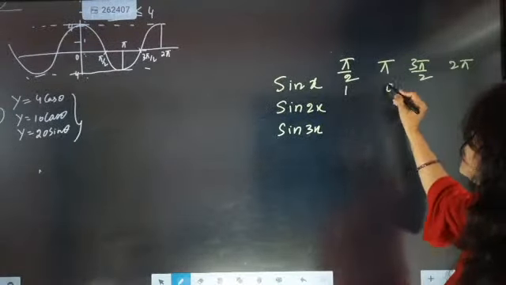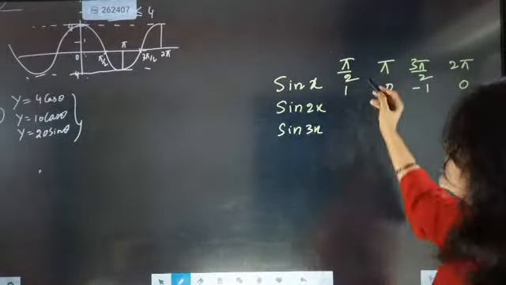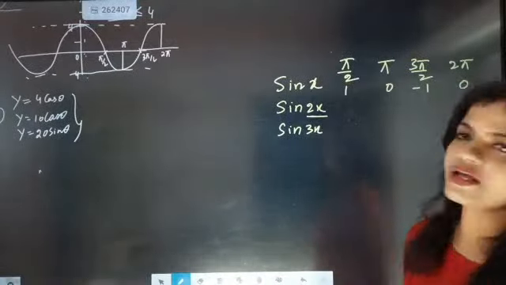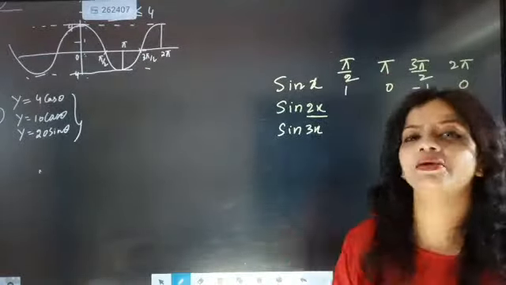Pi by 2, 1, 0, minus 1, 0. Okay, so like this we know that. That means pi by 2. But when 2x is there, will it be pi by 2? No. For 2x, it will not be pi by 2.